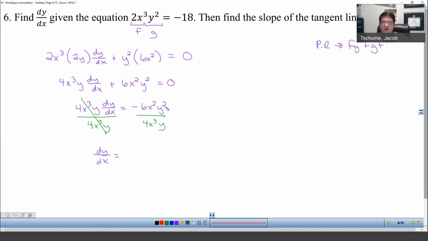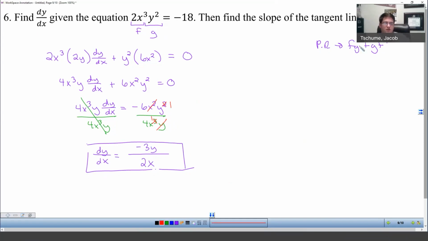If you notice, this y squared and this y both share a y in common, so this y goes away, and that's 1y. There are two x's in common, so this x squared goes away, and this is x to the first. And then both of your numbers share a 2 in common, so you can divide those by 2. When all is said and done, you should end up with a derivative of -3y over 2x. This is the derivative of your function.